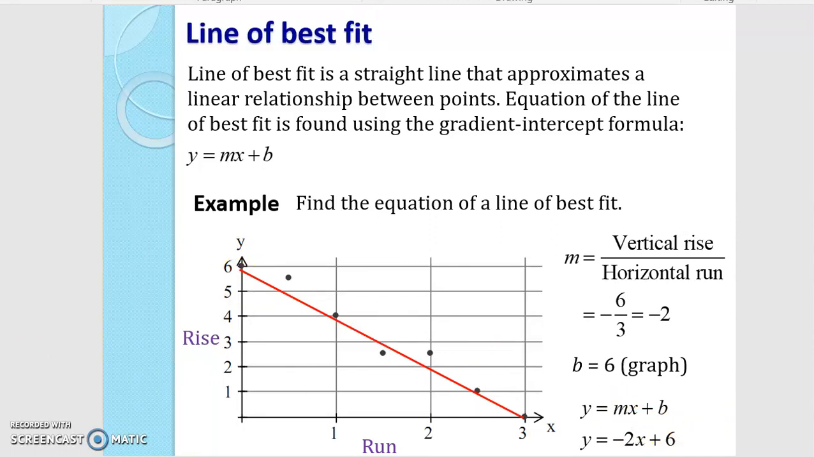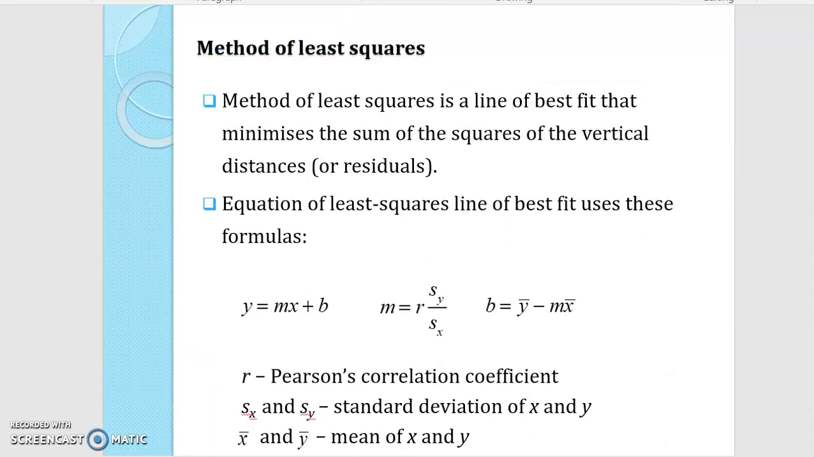Okay. What we need to move on to in Year 12 is a little bit more tricky, and it's called the method of least squares. This is a special type of line of best fit that minimizes the sum of squares of the vertical distances, or something called residuals. Okay. Now, rather than getting too complex with that, because you won't actually be asked to graph that by hand, you'll be using your calculator to work out the values and then figuring out the line.